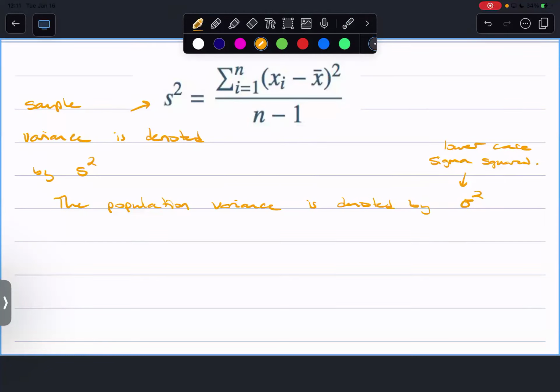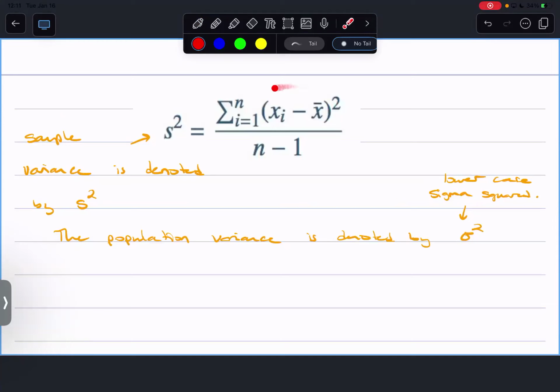Good. So again, we've got this: the statistic is s squared, the parameter is sigma squared, right? But s squared is the point estimate of sigma squared, so it's our best guess at what the population variance is.